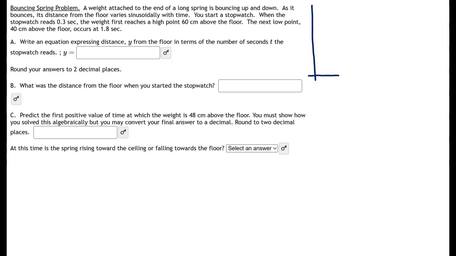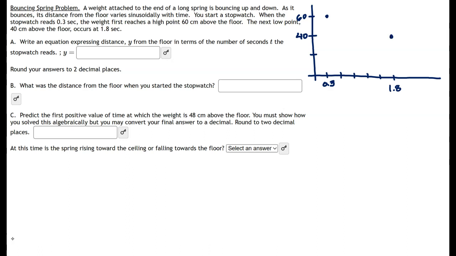So I'm just going to sketch that really quick to give me a visual. I think that's really helpful. So we have a minimum of 40 and a maximum of 60. And we hit the first one. Okay, so 0.3 is a maximum. And then if we just continue that scale, 0.6, 0.9, 1.2, 1.5, 1.8 will be a minimum.